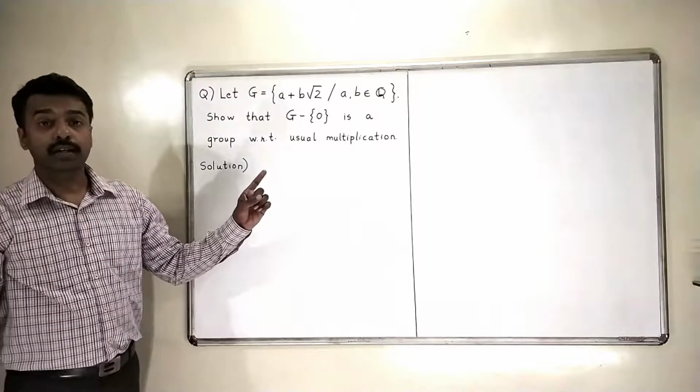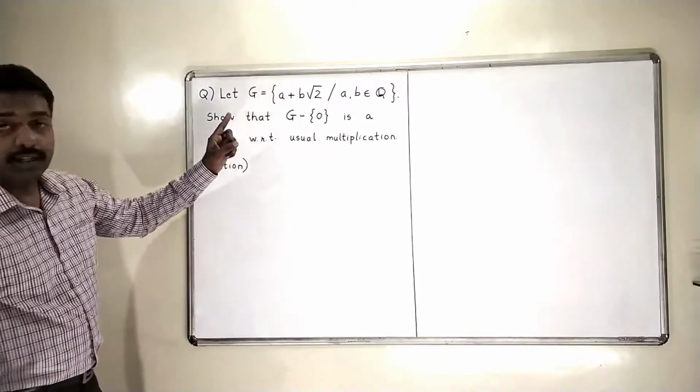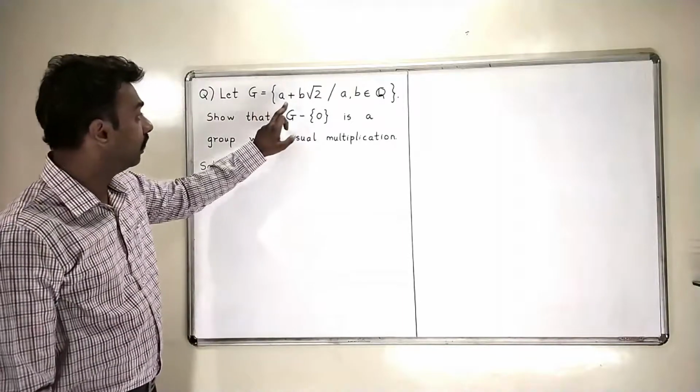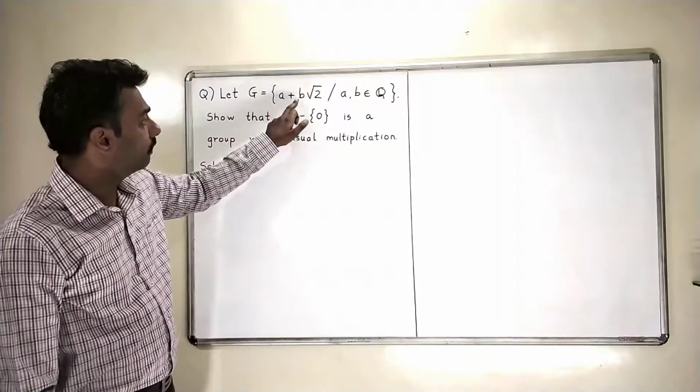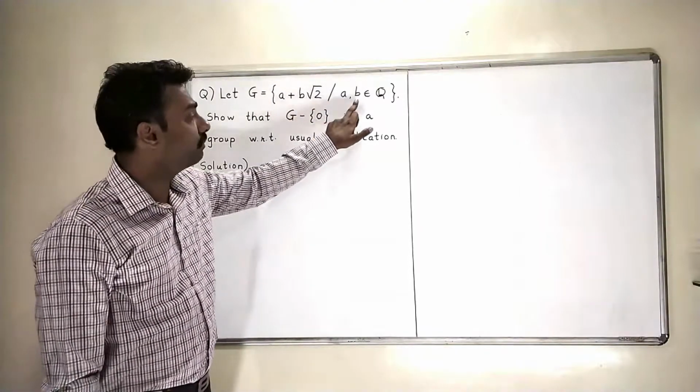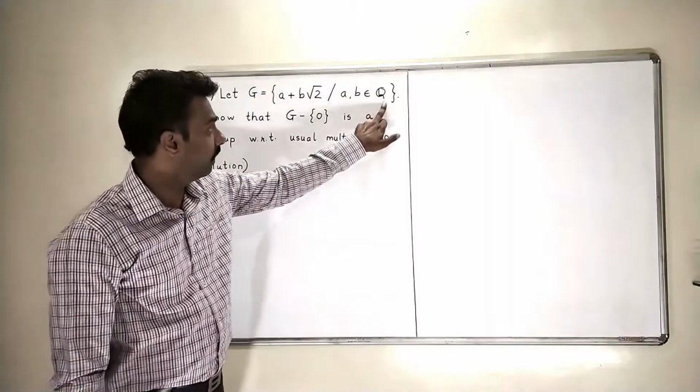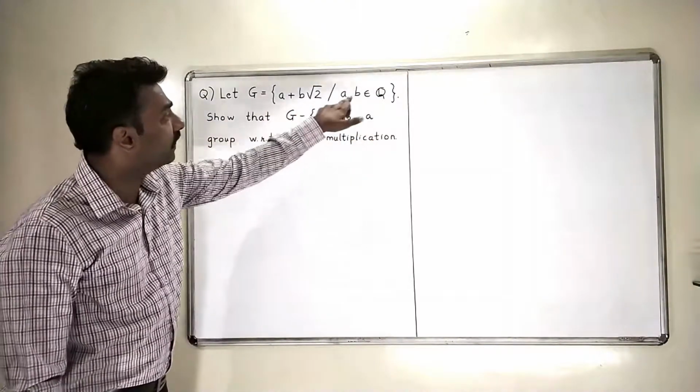Now let us start with the second problem. Now I am taking G, which is the set of all numbers of the form a plus b root 2, where a and b are rational numbers. So you have to look at this set carefully.